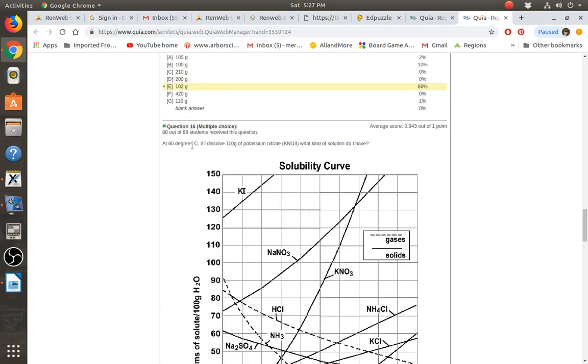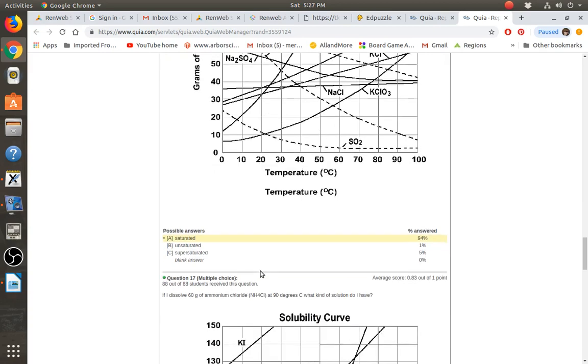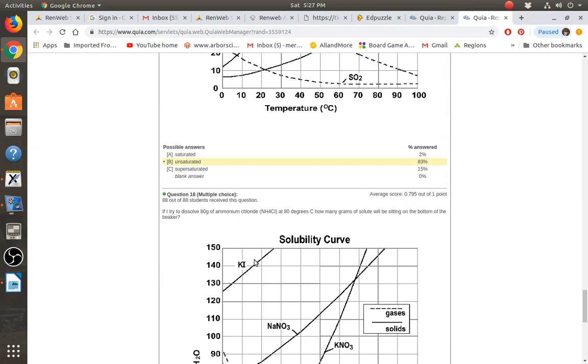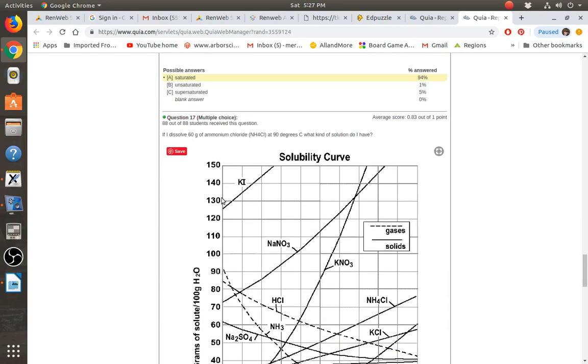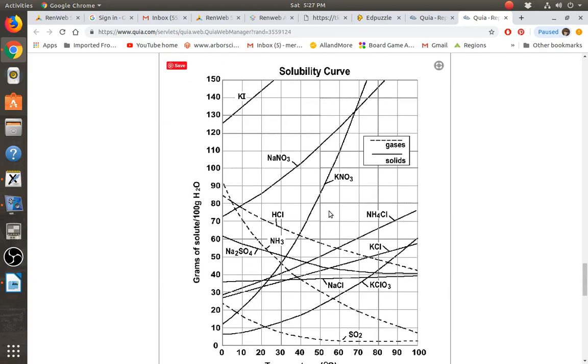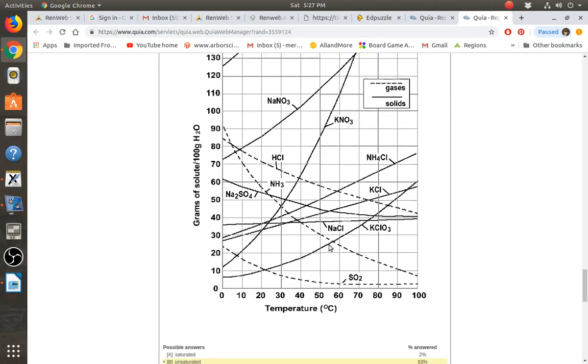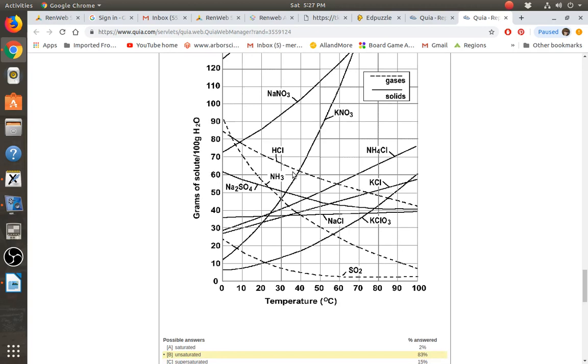All right, now at 60 degrees, if I dissolve 110 grams of potassium nitrate, what kind of solution do I have? 94% got that right. That was good. A saturated solution. The next one, 83% got right, unsaturated. Well, let's look at that one. 60 grams of ammonium chloride at 90 degrees, what kind of solution? So ammonium chloride, there's the line. 60 grams at 90 degrees. So here's 90 degrees. Go up. There's 60 grams. Notice that there's the point where 90 degrees and 60 grams intersect right here. The ammonium chloride line is above it, so this had to be an unsaturated solution.